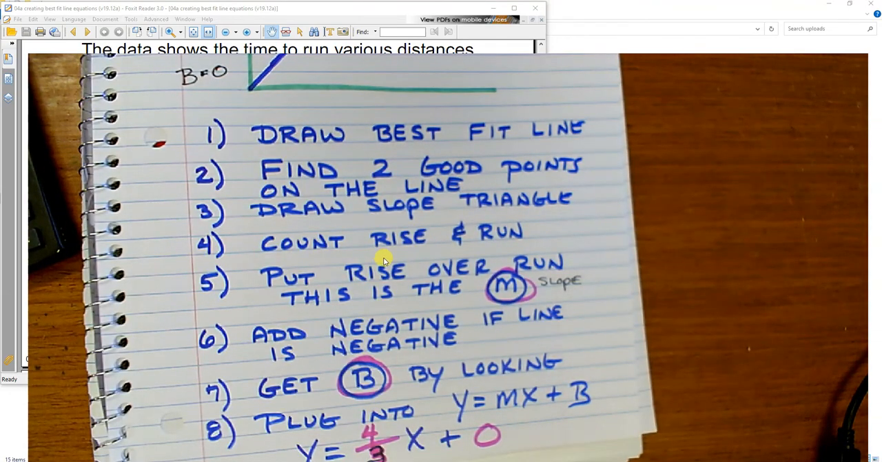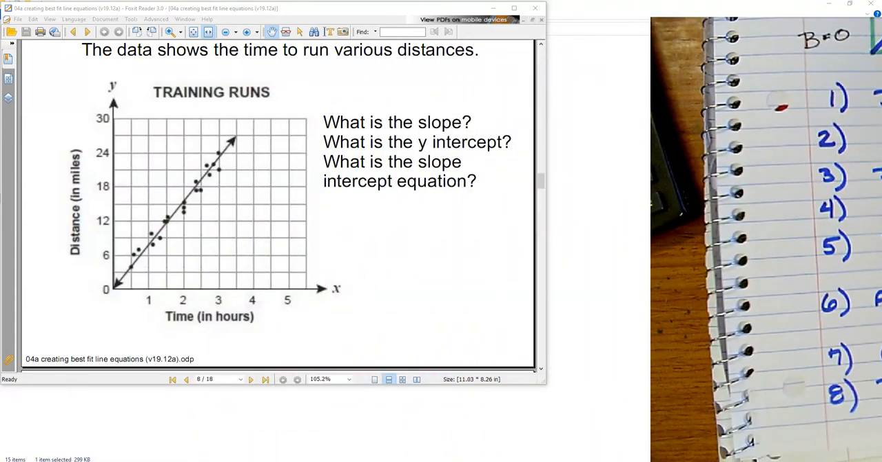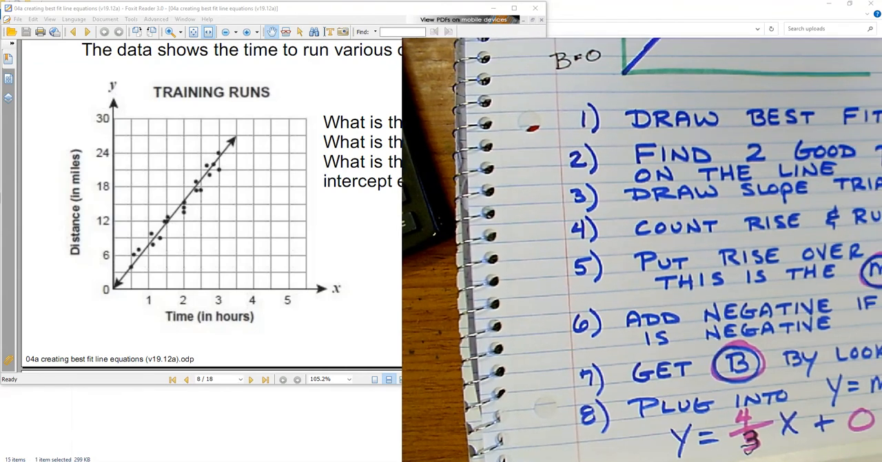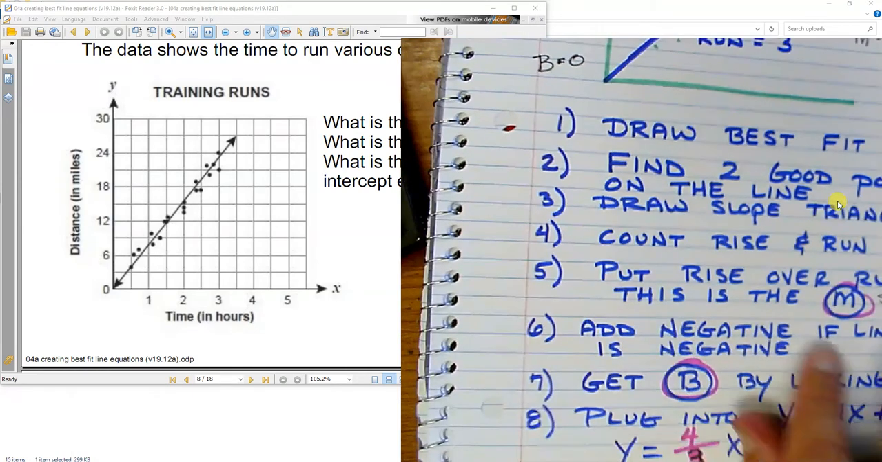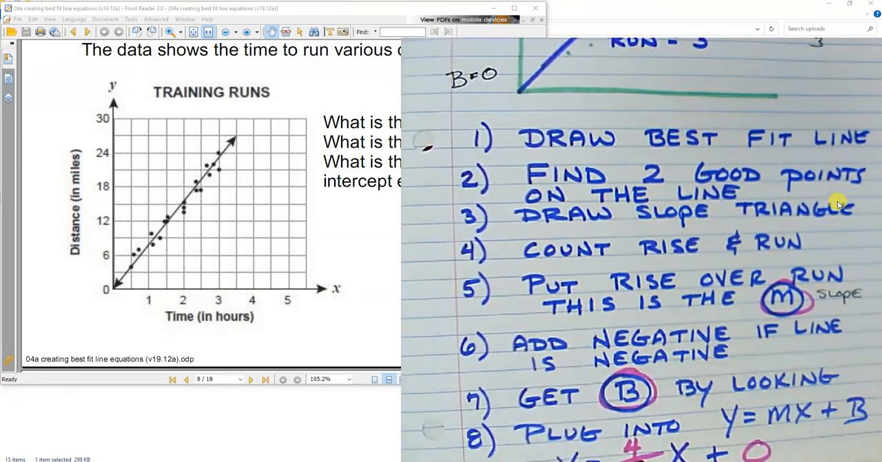All right, so those are your notes, and the rest of this is going to be practicing. So watch me do a couple of these. So here I have my line, and step 1 says draw the best fit line. That's done. Step 2 says find 2 good points that are on the line. Okay, 2 good points. That's a really good point right there. Draw on my slope triangle.